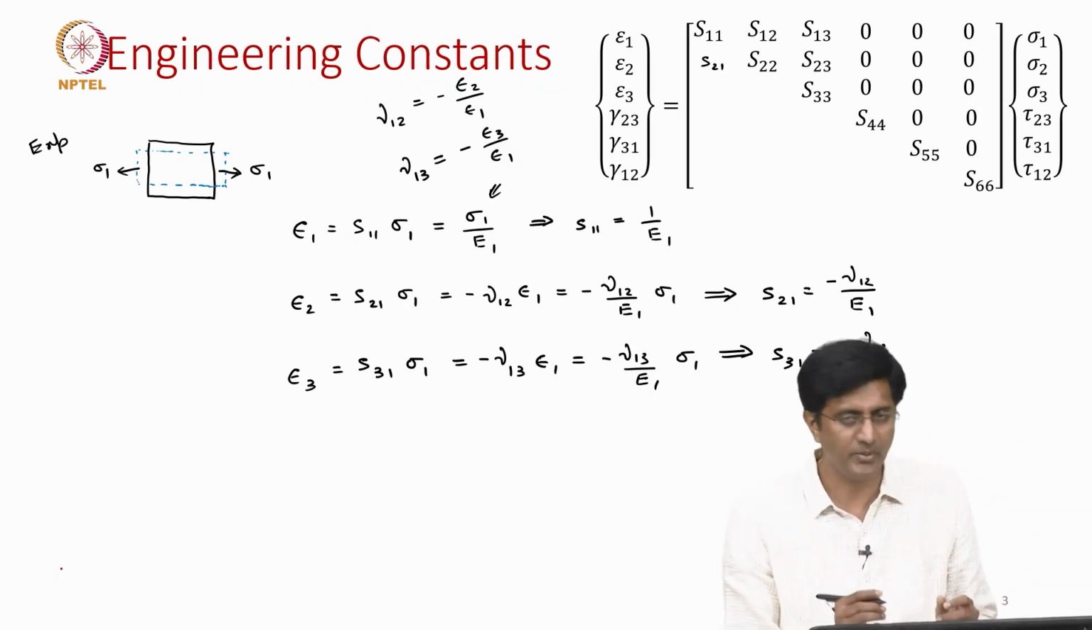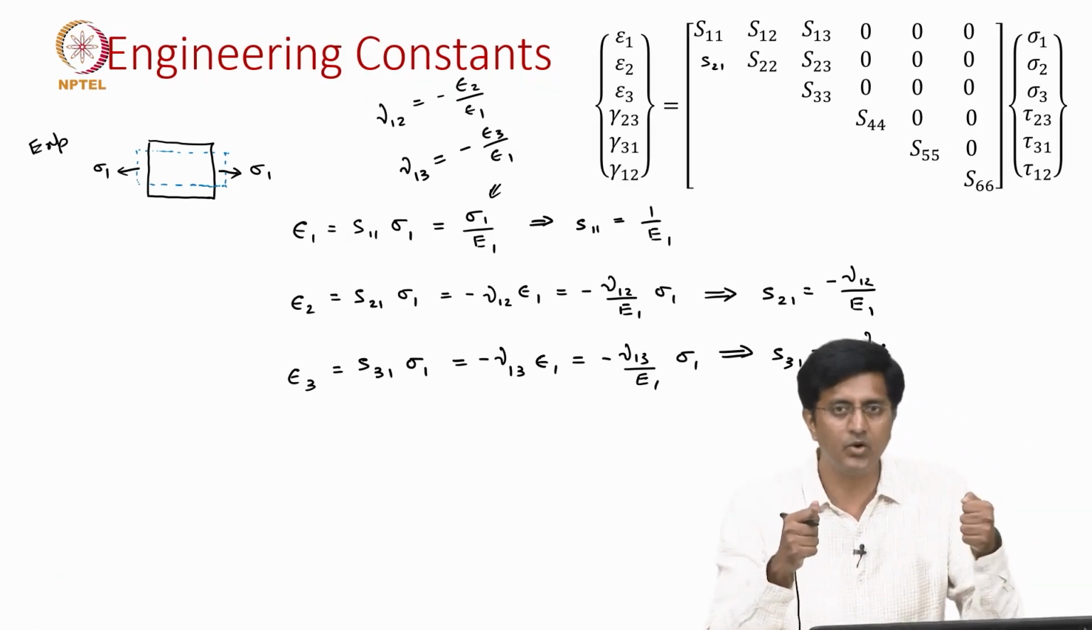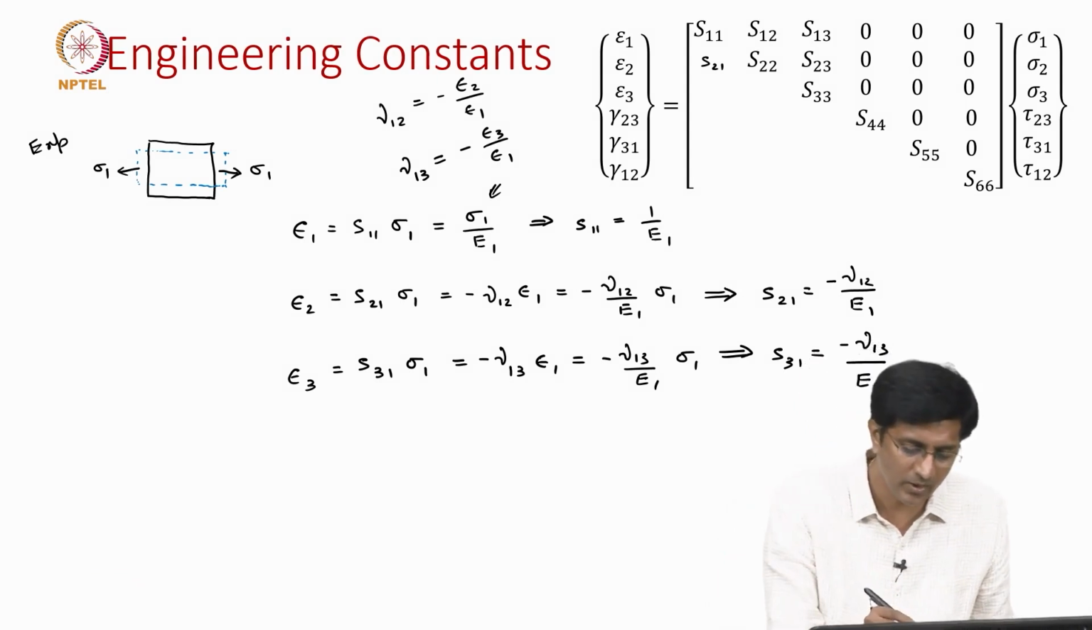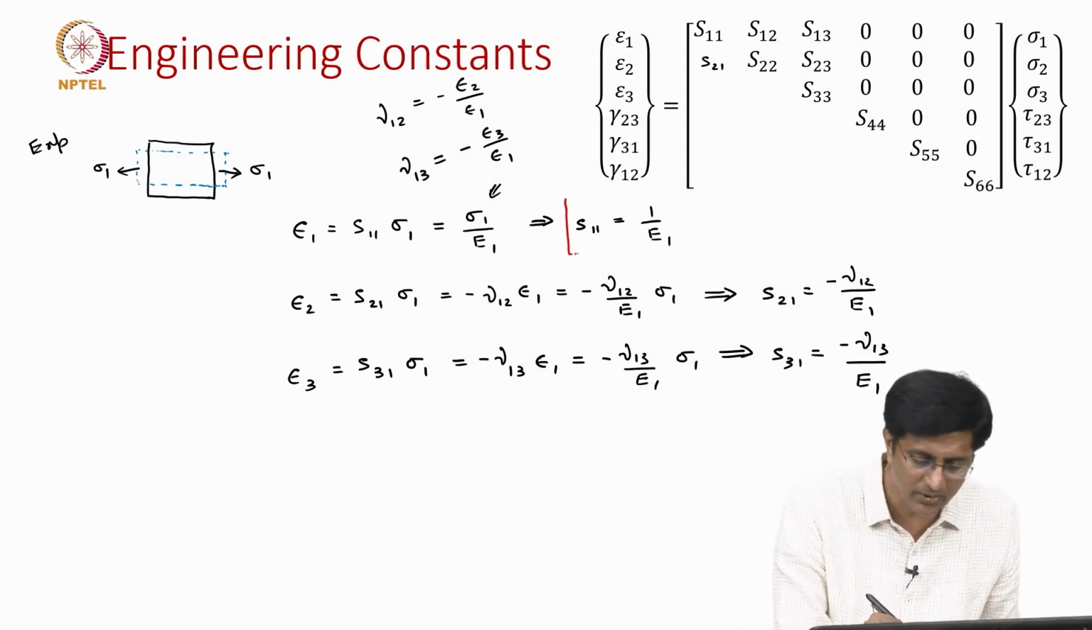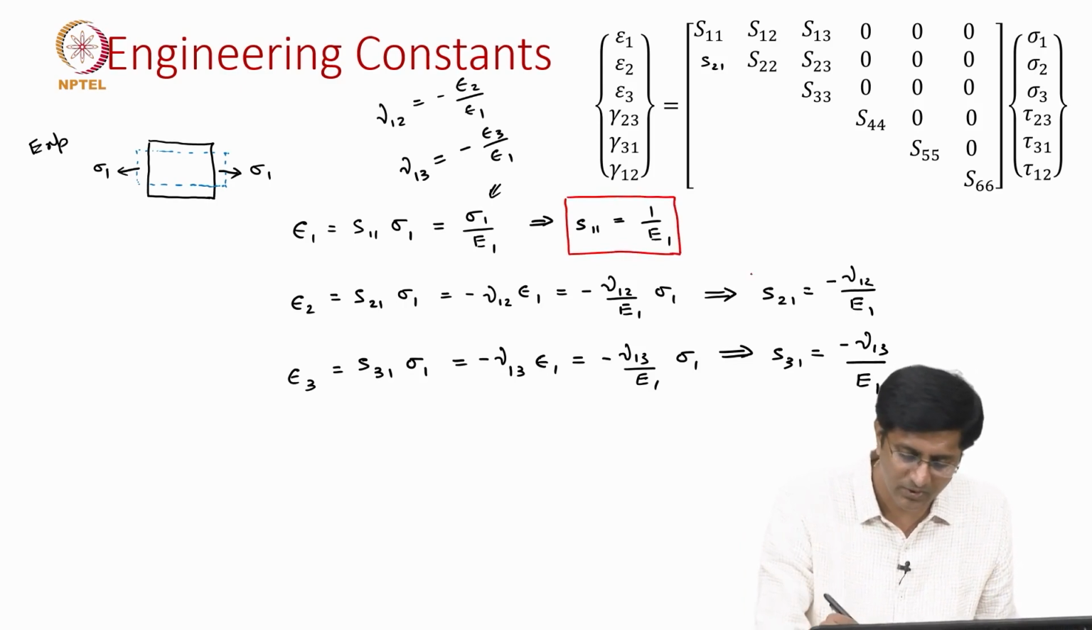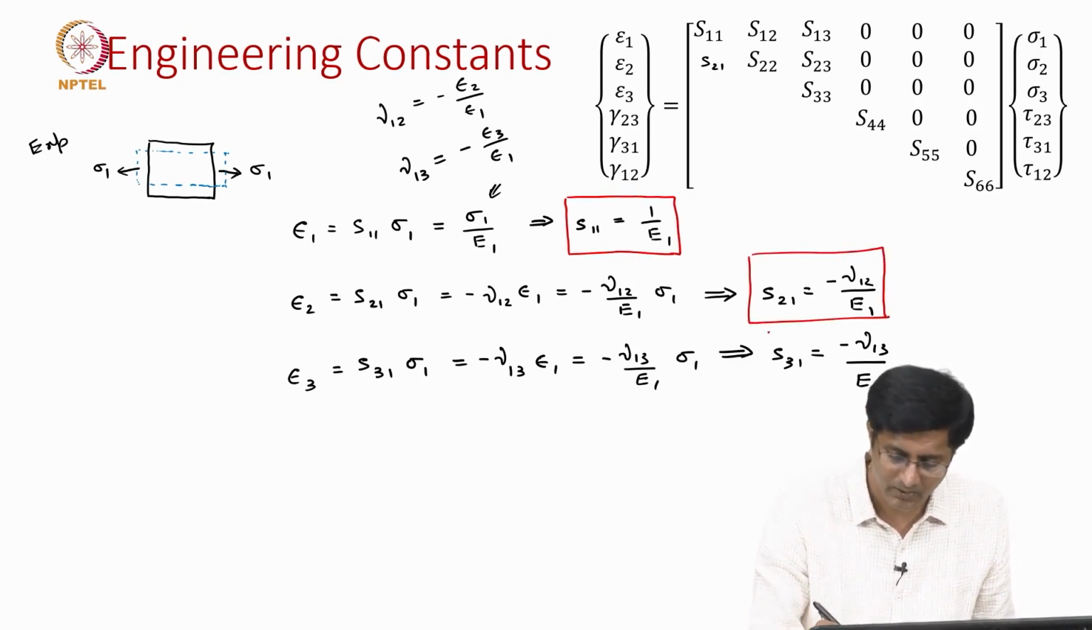So we notice that from this single experiment, where we have only applied a uniaxial load in direction 1, we are able to get 3 components of the compliance matrix: S11, S21 and S31.